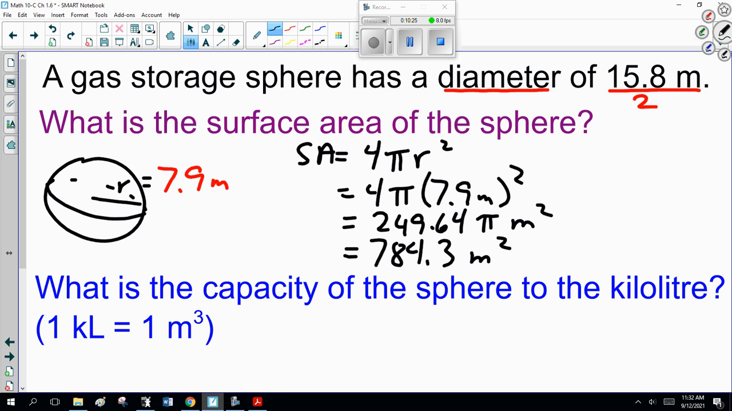Now what's the capacity of the sphere to the nearest kiloliter? That's getting sneaky, and this video is getting long, so I'll save this for the next part of the video, or the next video. If you've got any questions about this, shoot me an email or watch the video again. Otherwise, we'll go on to the next video and answer the trick question next.